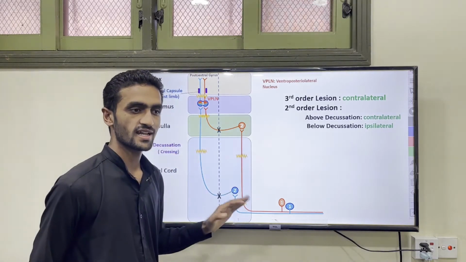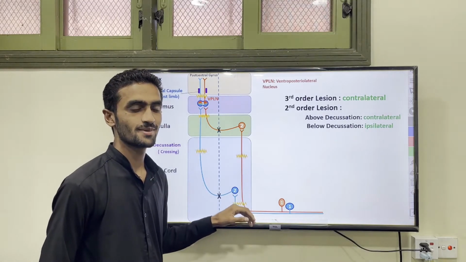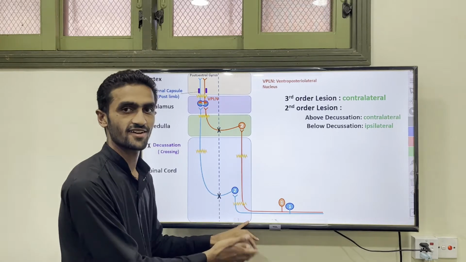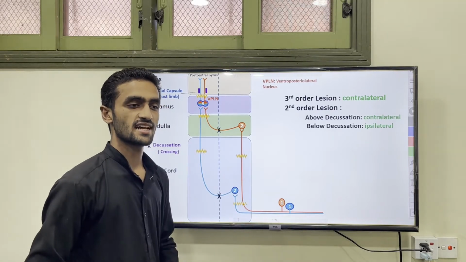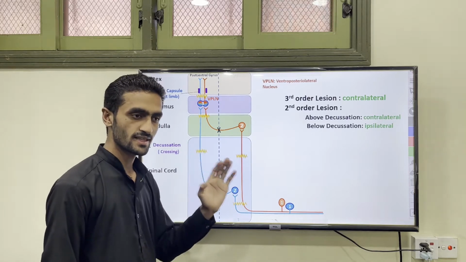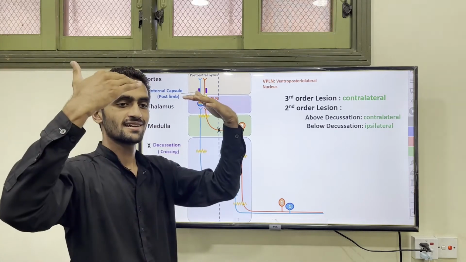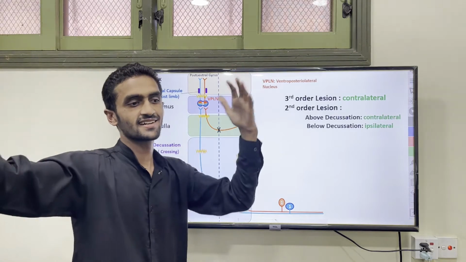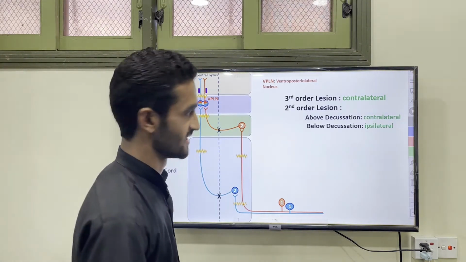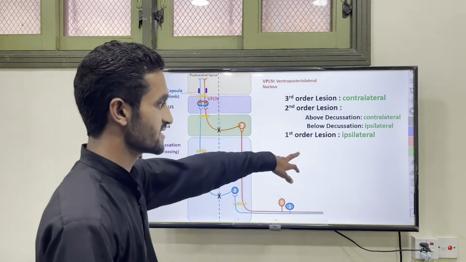In the first neuron, at any level, the losses will be ipsilateral, because the first neuron is always present on the ipsilateral side. The second has to cross, so depending upon the crossing level: above the decussation level, contralateral; below the decussation, ipsilateral. That is the first neuron.